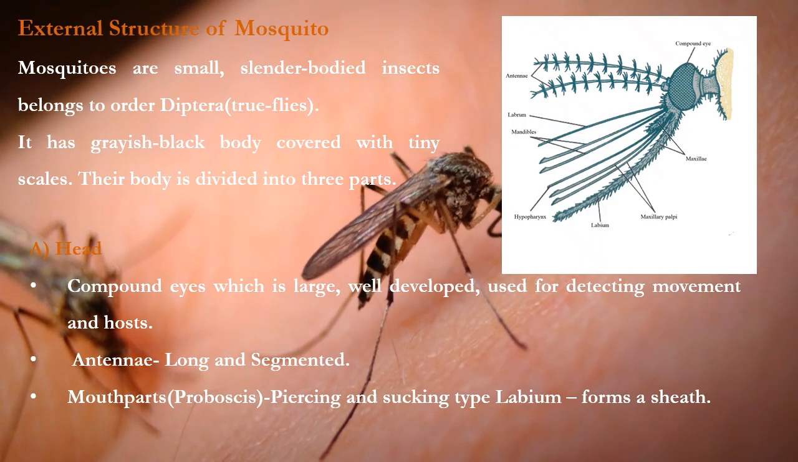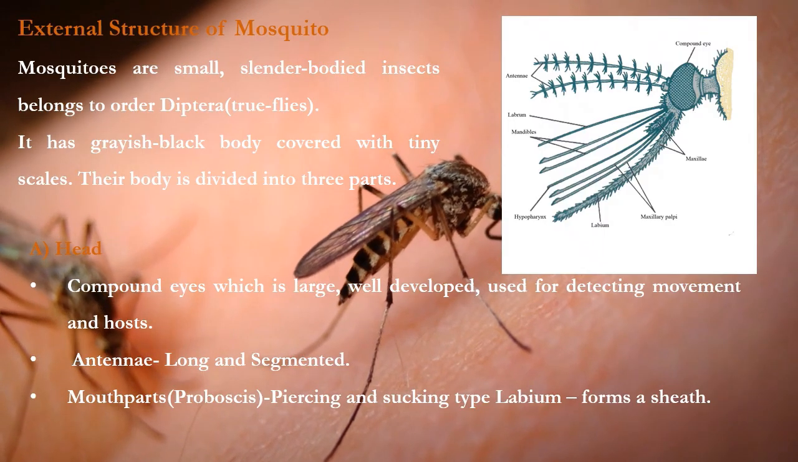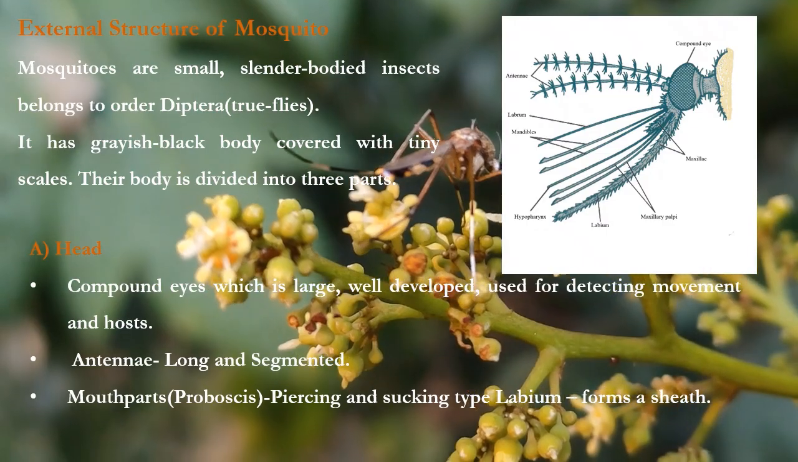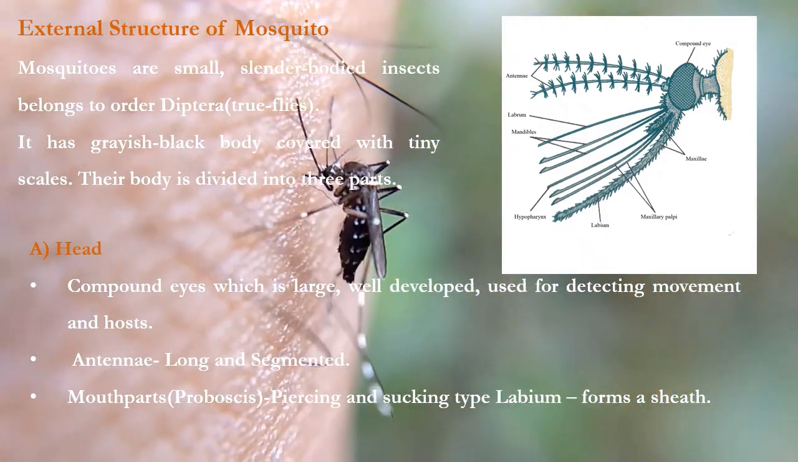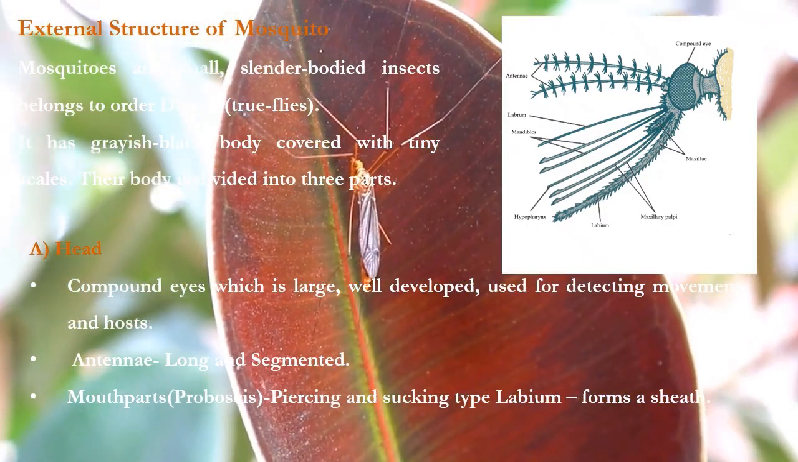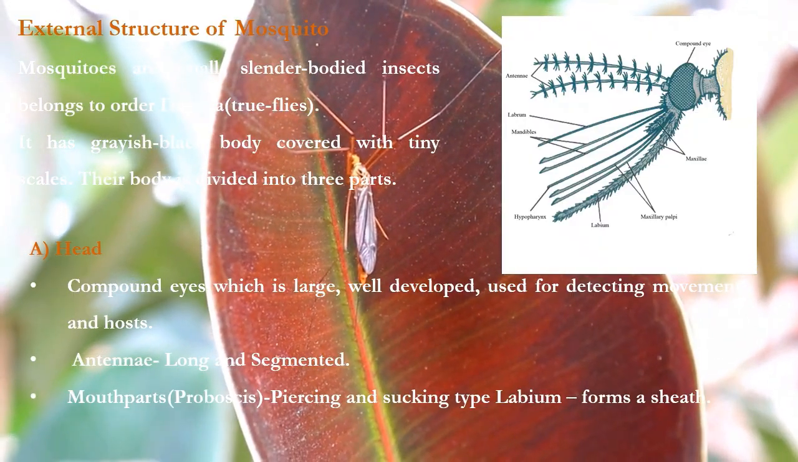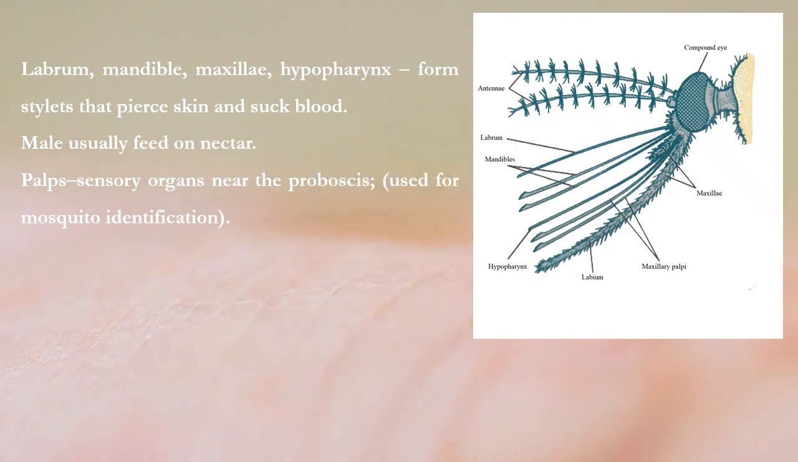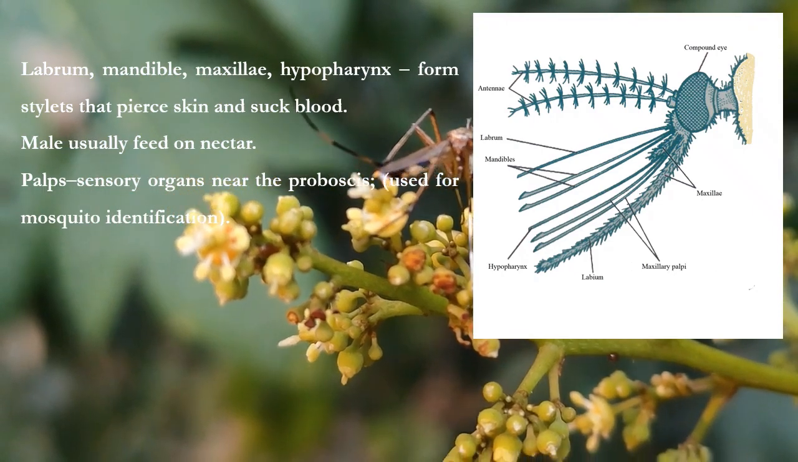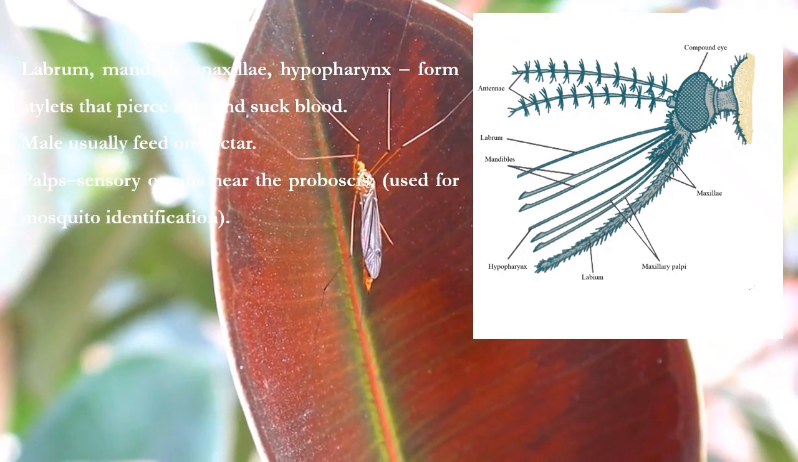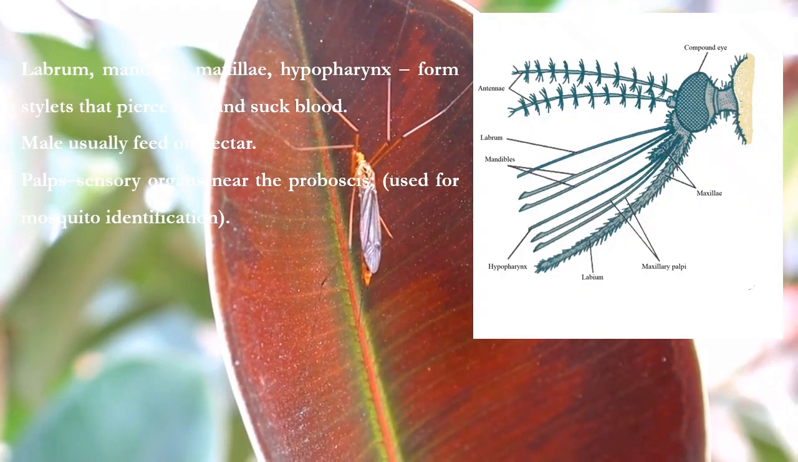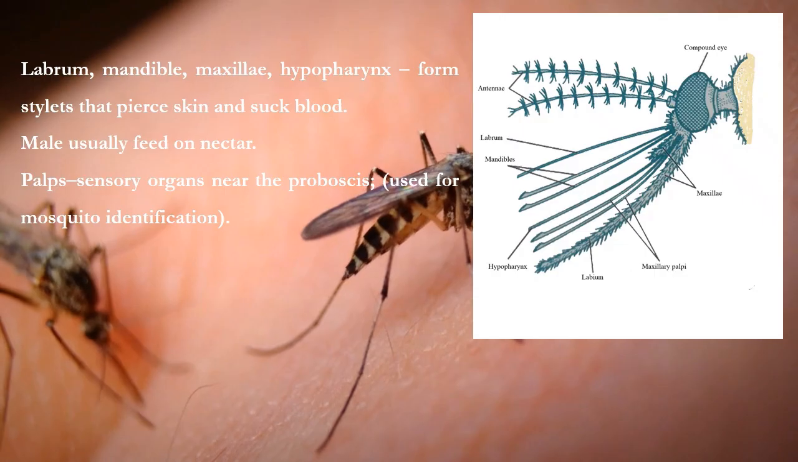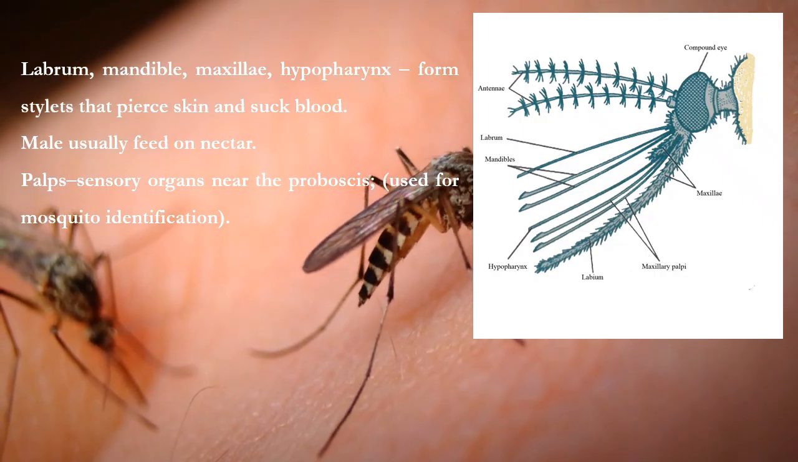The head part consists of compound eyes, which are large and well-developed, used for detecting movement and the host. Antennae are long and segmented. The mouth parts, also known as the proboscis, are of piercing and sucking type. Labium forms a sheath. Labrum, mandible, maxillae, and hypopharynx form a stylet that pierces the skin and sucks the blood. Males usually feed on nectar. Palps, sensory organs near the proboscis, are used for mosquito identification.